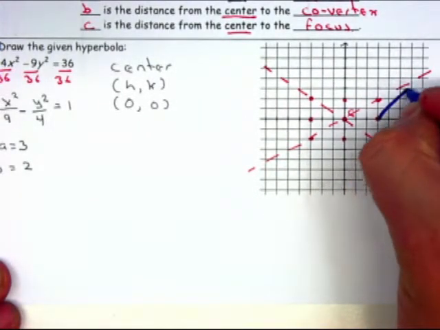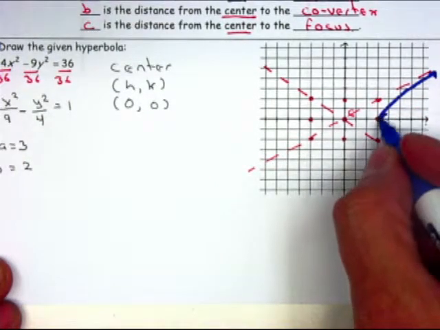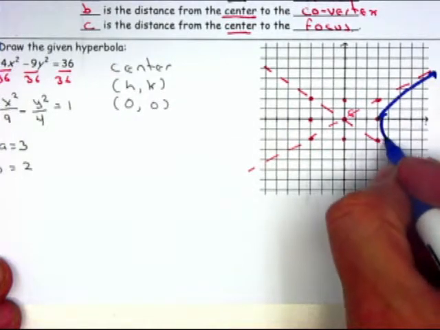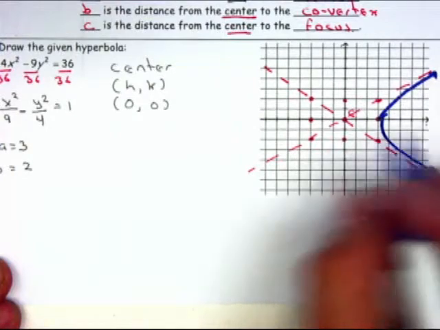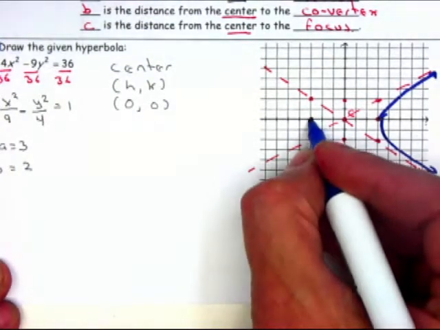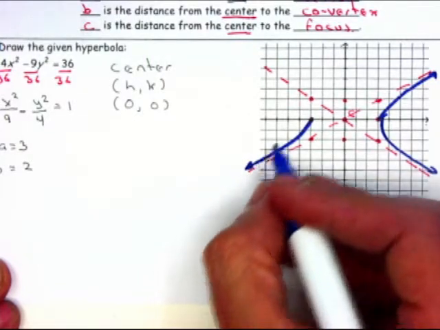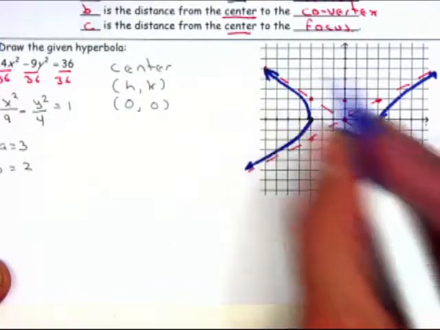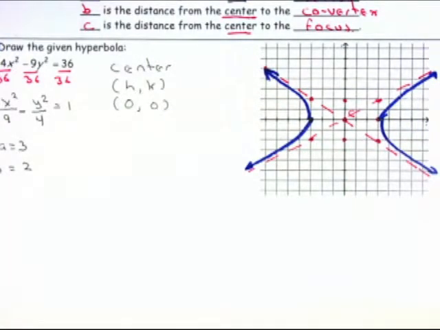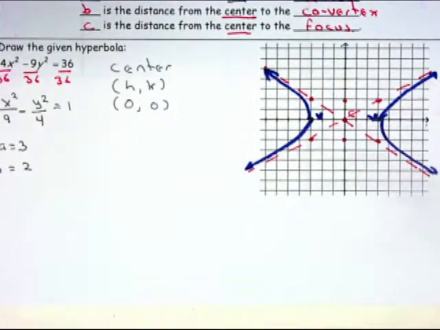Now, when you draw it, you want to use this point. This is your vertex, and we're going to get closer and closer to the asymptote, but we're not going to be touching it. So from your vertex, we get closer and closer to the asymptote without touching it. On the other side, from your vertex, it also gets closer and closer to the asymptote without touching it. Remember to label your vertex, so that's your vertex.